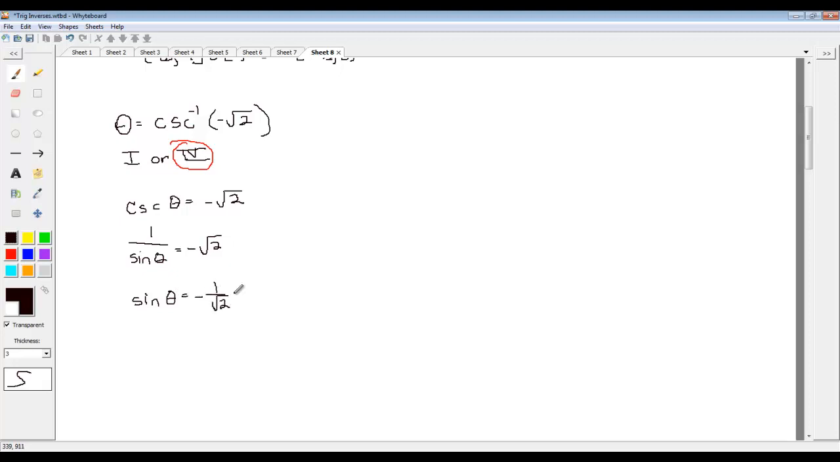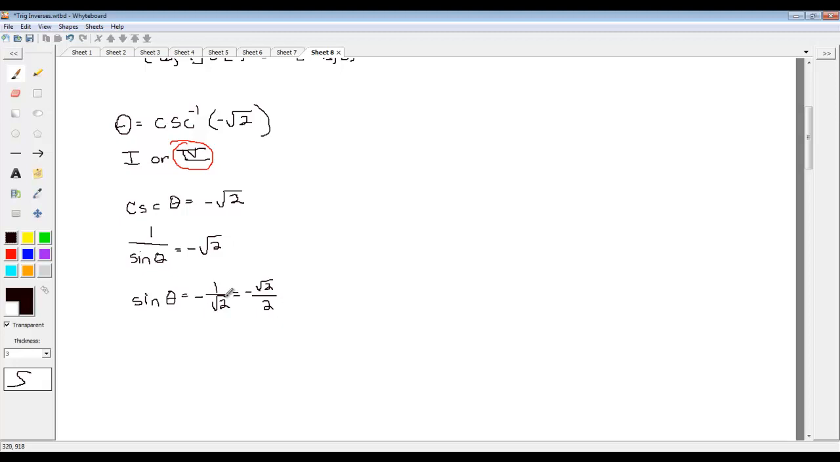So sine theta equals negative 1 over square root of 2. And you have to decide, well, where is that true? Where is it true that the sine of theta equals negative 1 over square root of 2? Well, if you rationalize the denominator, you get negative square root of 2 over 2. Maybe now it'll look even more familiar. That should look more like something that you've done.